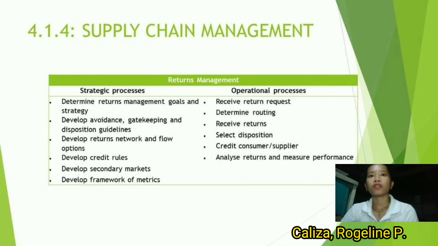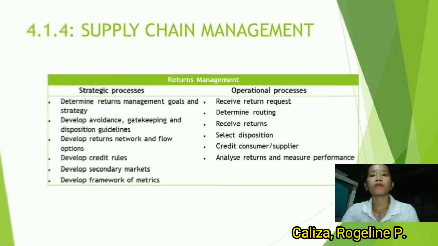Return management strategic process is to determine return management goals and develop avoidance, gatekeeping, and disposition guidelines. Develop return network and flow options. Develop credit rules. Develop secondary markets. Develop a framework of metrics. And in the operational process: receive return request, determine routing, receive return, select disposition and credit, consumer or supplier, analyze returns and measure performance.